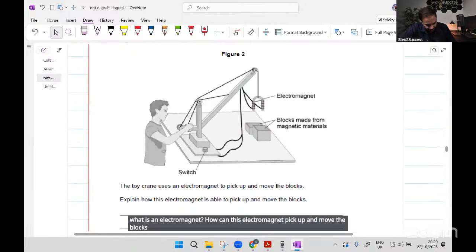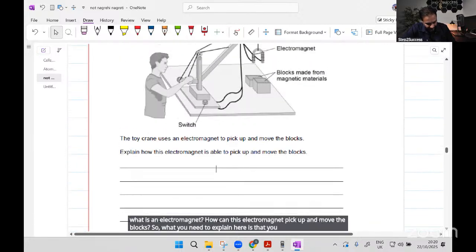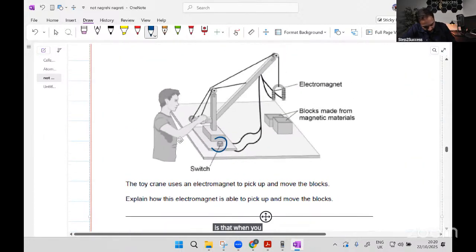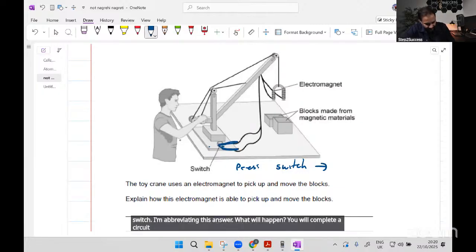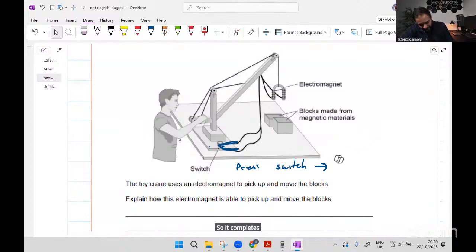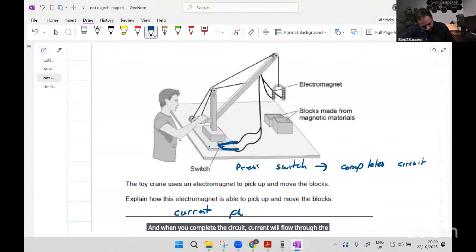So what you need to explain here, for 6 marks, is that when you press the switch, I'm abbreviating this answer, you will complete a circuit. That's what a switch does, right? Remember from electricity? A switch completes a circuit.